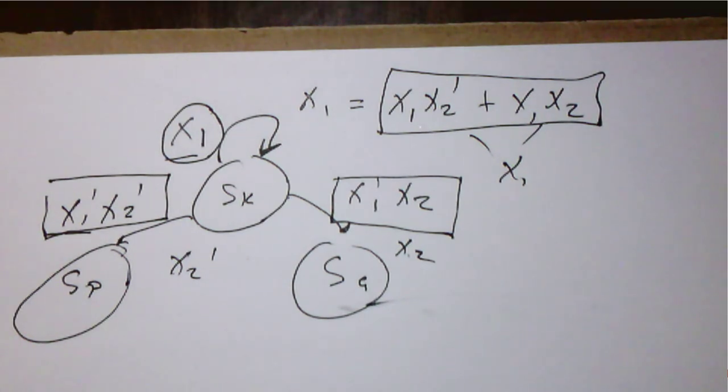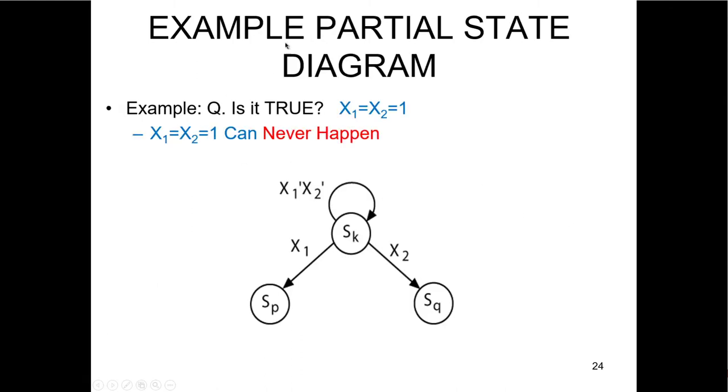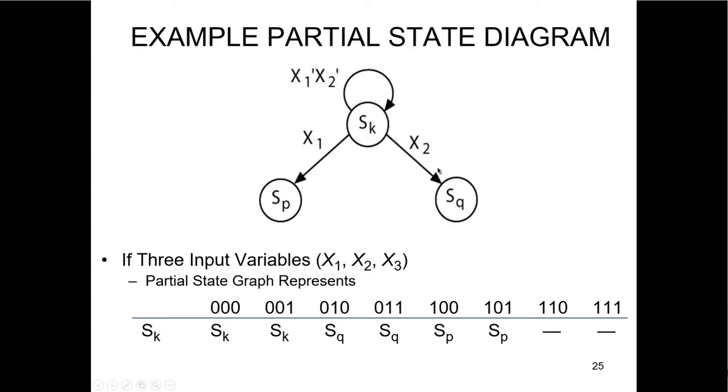All right, I'm gonna switch this back down. All right, so for example, if we have a partial state diagram here, notice that if they're both false, we stay here. If X1's true, we go there. If X2's true, we go there. But what do we do if X1 equals X2 equals 1? It can never happen. That has to be a condition, because if it does happen, then we won't be able to navigate this diagram.